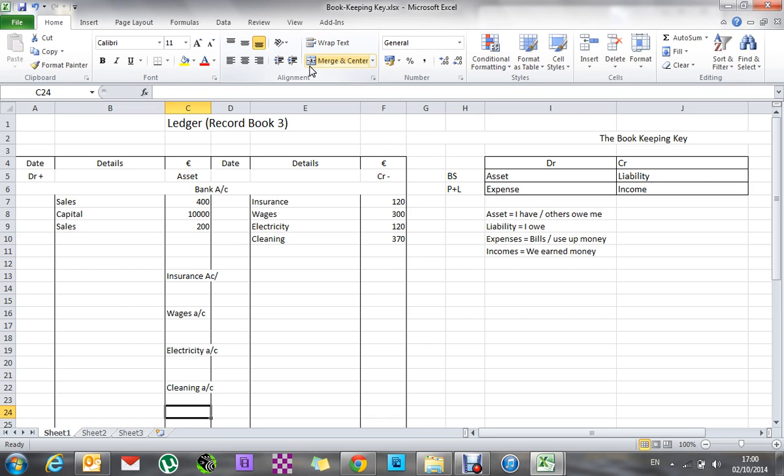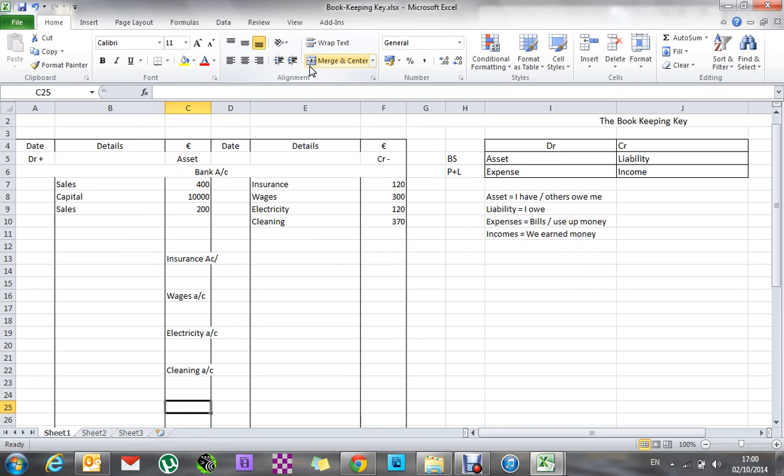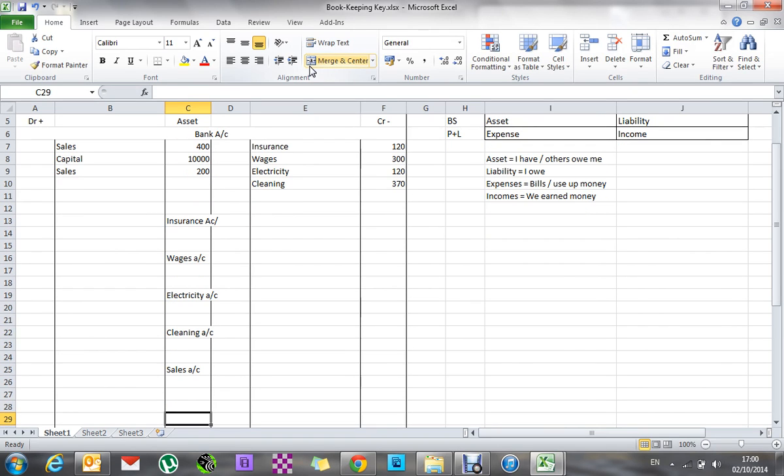And then I'll have accounts for the opposite side, so I have sales. And I have capital. Okay, so I know that I have in the bank, I have a debit with the word sales beside it. So when I go to my sales account, I'm going to have the opposite. I'm going to have a credit, so it's over here. And I'm going to write the amount of money, which is 400, and the name of the account, the details that go in here is the name of the other account, which is called bank, which is the account above.